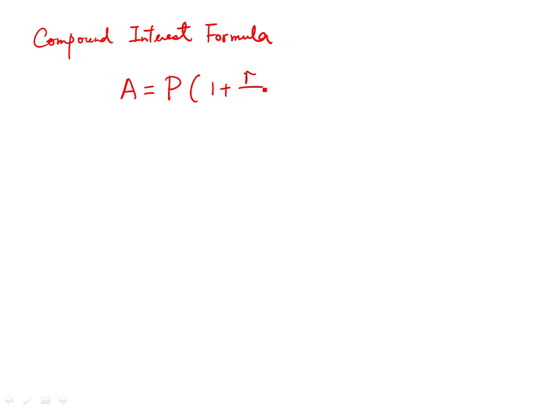All right, the compound interest formula. Now that is important. What would be the compound interest formula? It would be A equals P times (1 plus R over N), raised to the N times T.